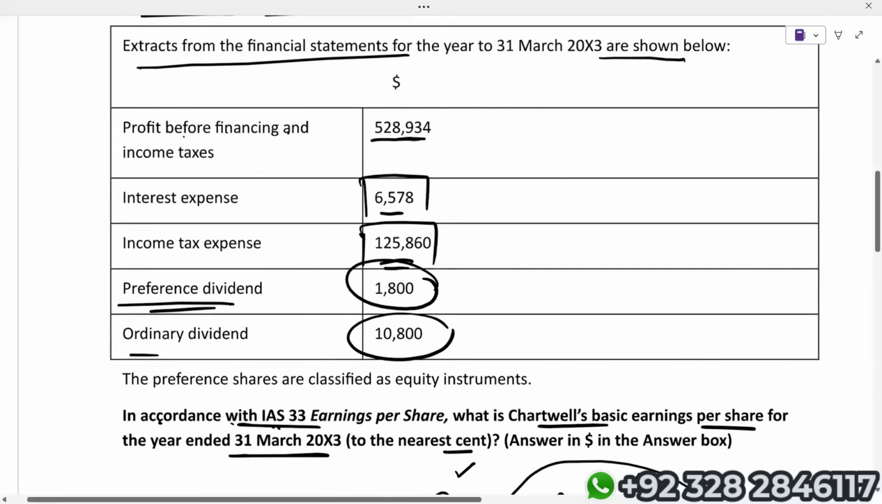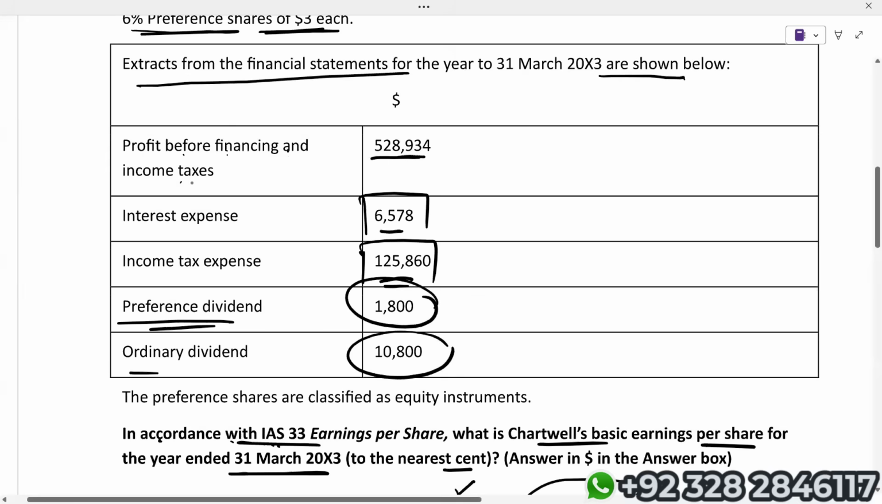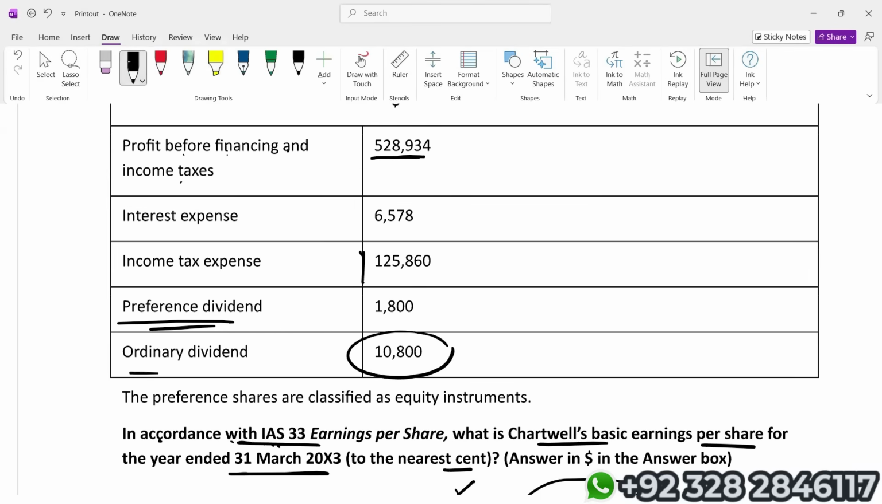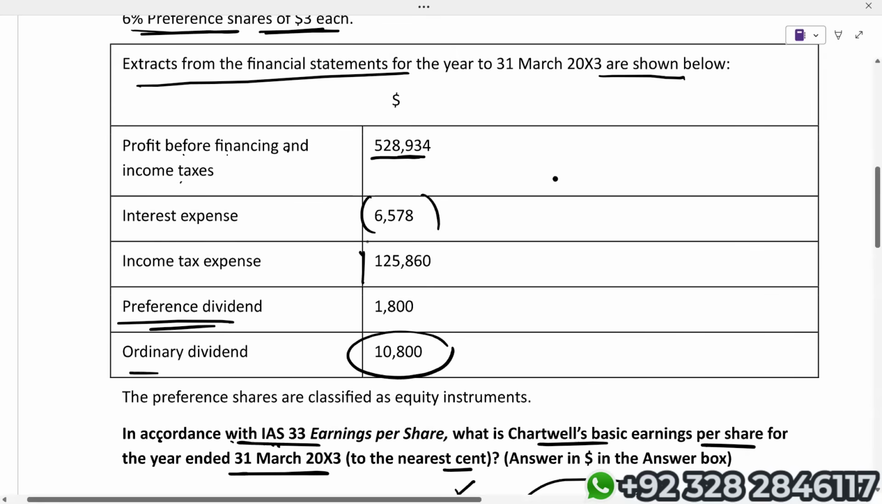Okay. Now look at this. Profit before financing and income tax. This is logically a profit before interest and tax. From this, we will deduct interest as well as tax. Now listen, as soon as you deduct interest and income tax, whatever comes will be profit after tax. Then from profit after tax, we will also deduct preference dividend for the sake of calculating EPS. But we do not deduct ordinary dividend when we are calculating EPS.